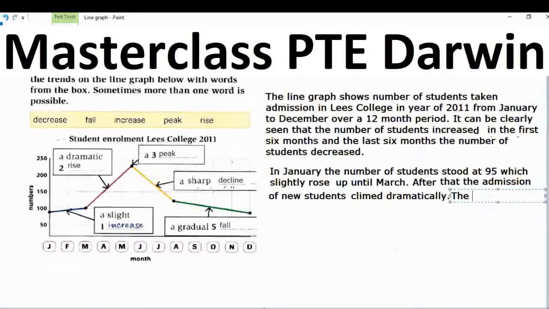Okay. We can use many students, sir. Can use many students. Okay. Instead of, okay, many students. What else can we use? Like here, they have used enrollment. So we can use enrollment.